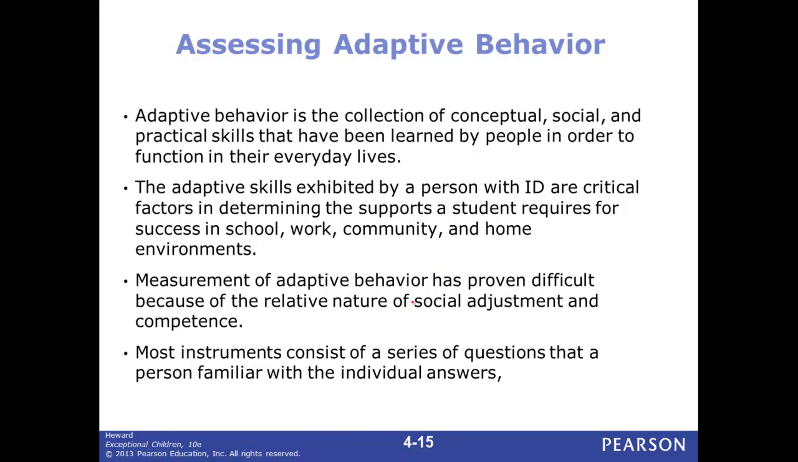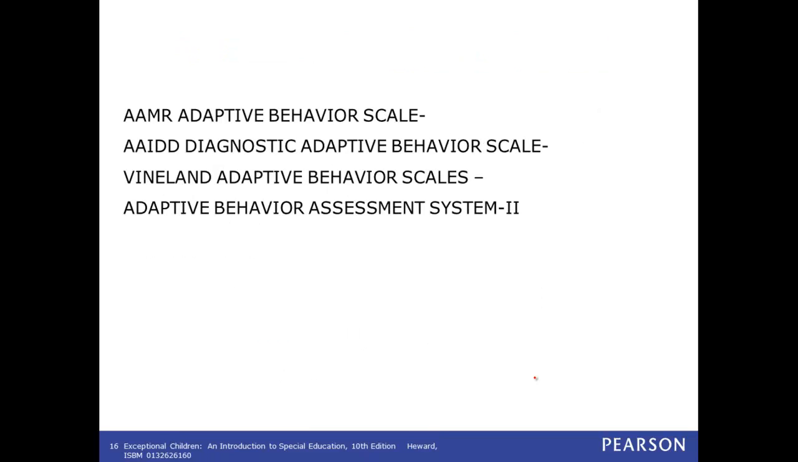It's a series of things. Here we have this: adaptive skills exhibited by a person with intellectual disabilities are critical factors in determining the supports that are needed. Measurement of adaptive behavior has proven difficult because of the relative nature of social adjustments and competence. Most instruments consist of a series of questions that a person familiar with the individual answers. And who is that person? Generally like a parent or somebody other than the immediate caregiver. Listen, I just listed those from the textbook.